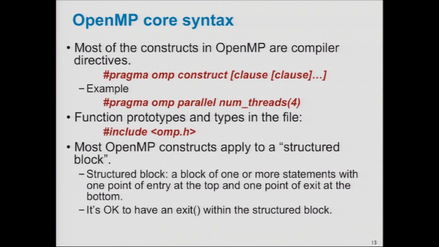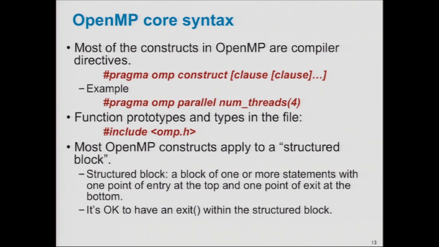As I said, OpenMP is primarily implemented through compiler directives. In C and C++, those directives take the form of pound pragma omp, and then the construct name and potentially a number of clauses. Probably the most basic example is how you go about creating a parallel region. The name of the construct is parallel, and one of the clauses available for a parallel region is the num_threads clause. This would tell the compiler, create a parallel region at this point in my code with 4 threads.